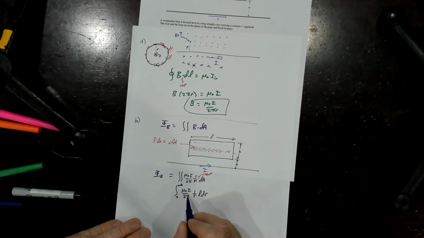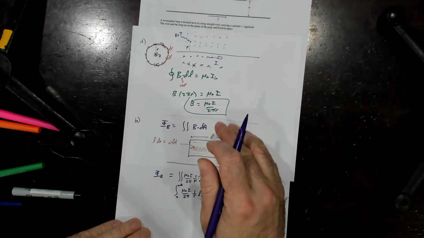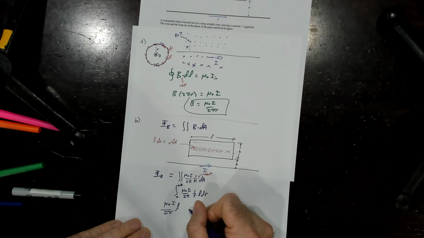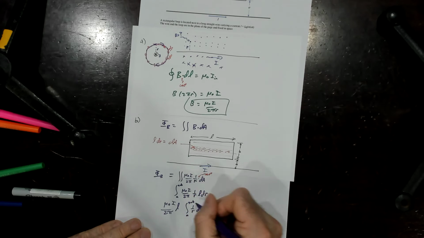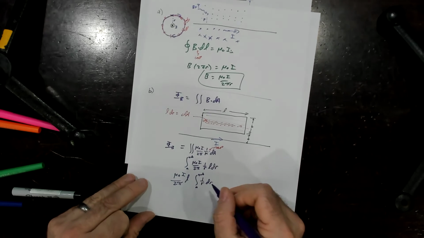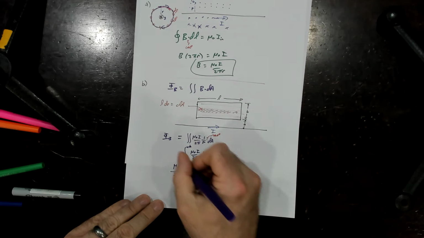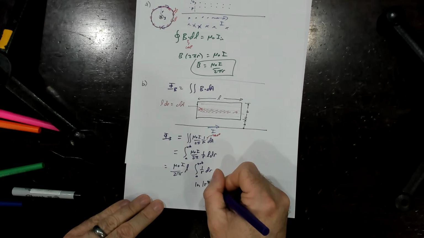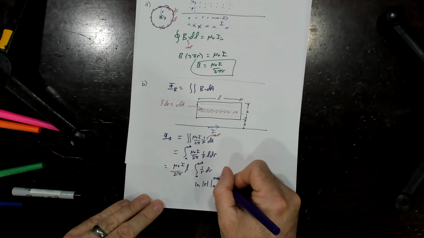When I do this integral with respect to r, mu naught, I, 2 pi, and L are all constants as a function of r, so they kick out. So it's just mu naught I over 2 pi L times the integral of 1 over r dr, from a to a plus b. And everyone recognizes that 1 over r integral as that special case. That's the natural log of the absolute value of r, evaluated from a to a plus b.